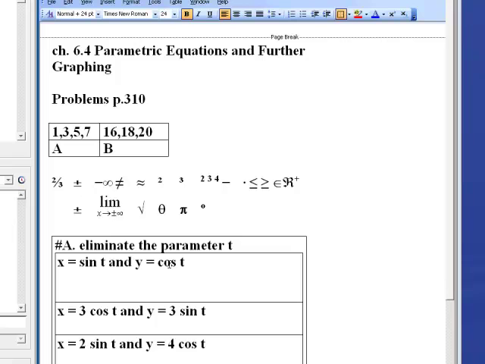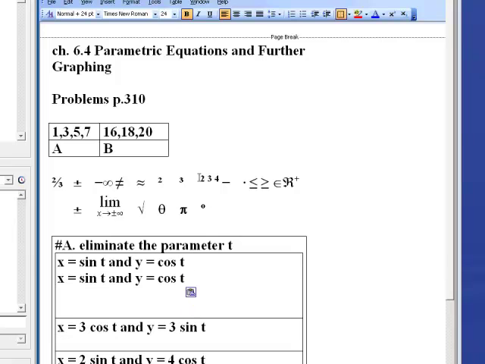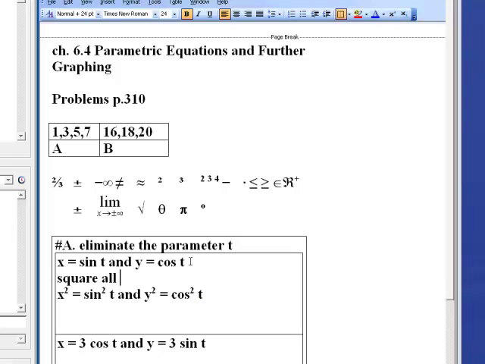So let's see. As we did in the lecture before, the easiest way to get rid of the parameter t is by squaring everything. So we're going to have this one. So square everywhere. Square all sides. And then add left and right sides.